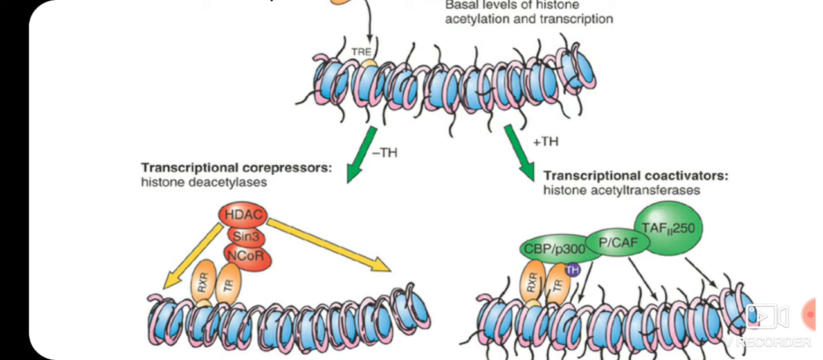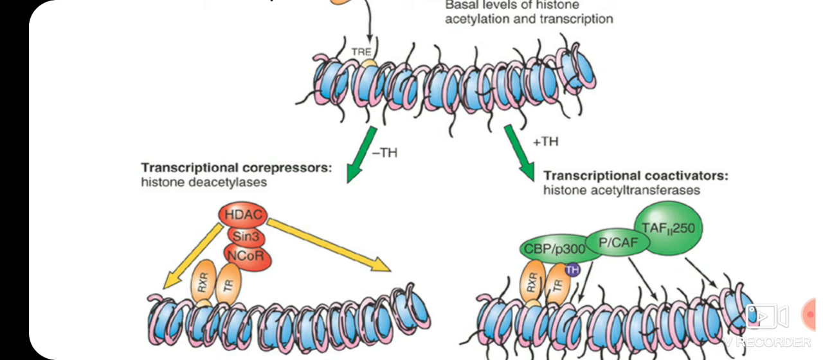On the other hand, in case the thyroid hormone is there, it can bind with its receptor, the thyroid hormone receptor, which is dimerized with the retinoic acid receptor protein, and together they bind with the TREs.